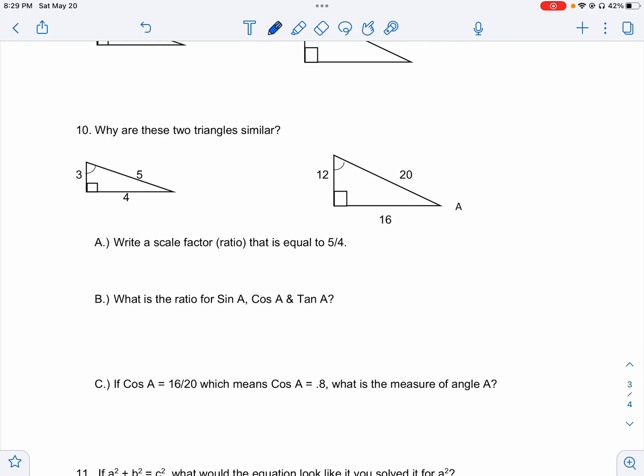Number 10, why are these two triangles similar? Right here we have a 3, 4, 5 triangle, and then the corresponding sides are also there. We actually could use any of the similarity theorems in this one. I'm going to focus on side on this one because 3 over 12, just matching up its corresponding sides, is equal to 4 over 16, which is equal to 5 over 20. That means that by side, the triangles are similar since all of the sides are proportional.